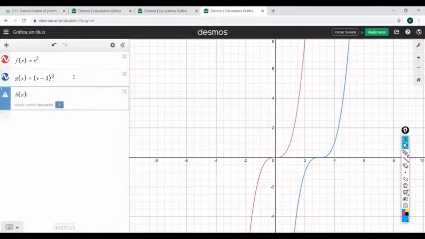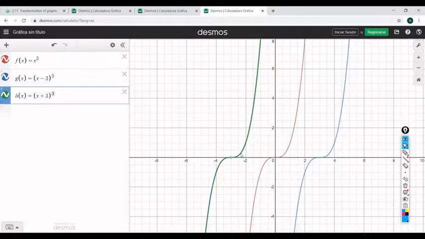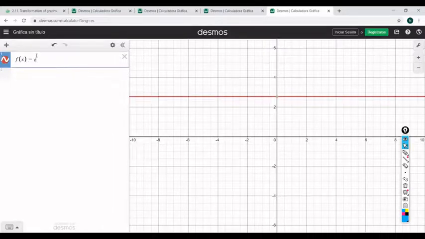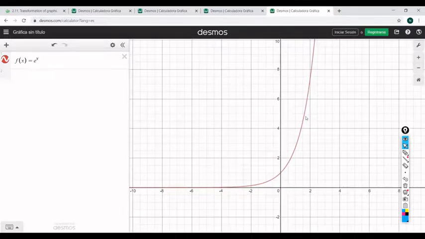If I create another function, h of x, and I want h to look just like f, but shifted towards the left by 3 units, I'm going to add 3 units to the variable x, and then raise also to the cube. You see? And we get shifting towards the left. And it doesn't matter what function you come up with. It doesn't make any difference. f of x equals e to the x. That's my original function, or my parent function, in its simplest form.